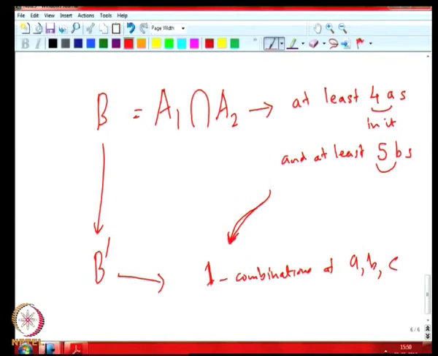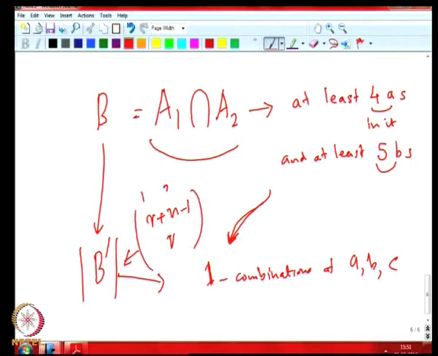And reversely, if you take any 1 combination of ABC, that can be an A or a B or C, whatever, we can add 4 A's and 5 B's on top of it, and we will get a 10 combination which satisfies the property that there are at least 4 A's and 5 B's. And this is indeed a bijection, therefore we just have to count this, and this number is easy to find using the formula, namely R plus N minus 1 choose R, with R equal to 1, N equal to 3. So, this is just 3 choose 1 equal to 3.